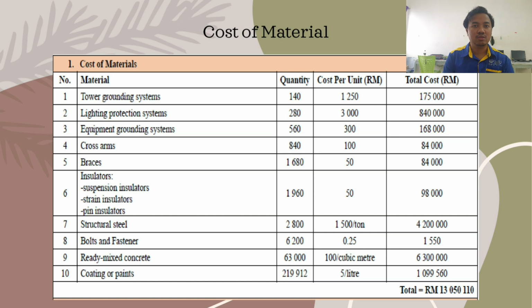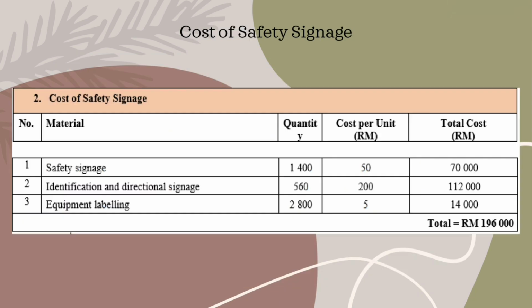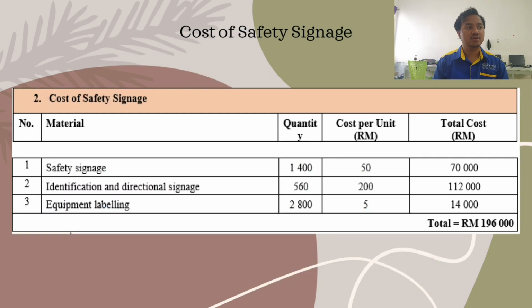Ready mix concrete, quantity of it is 63,000 cubic meters. And lastly is coating or paints that count in liters, so 290,912 liters. So the total cost for the material is 13,050,110. Cost of safety signage, starting with safety signage, the quantity of it is 1,400.